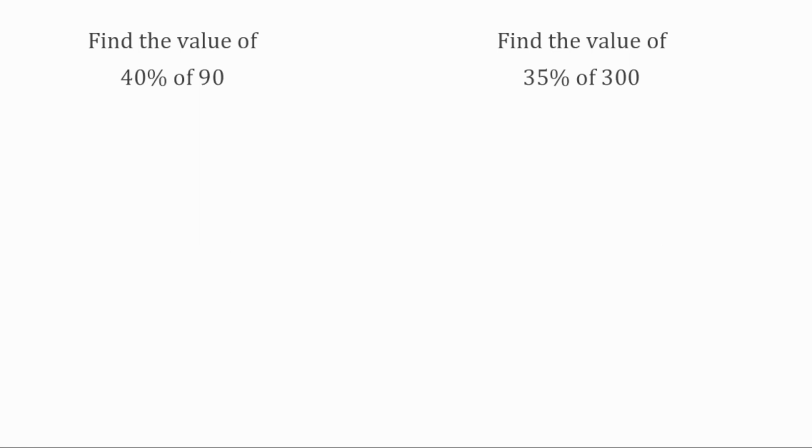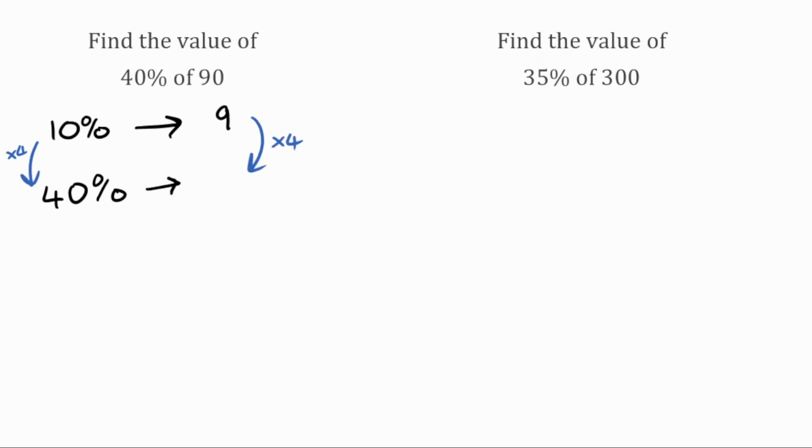Okay, for this first question, we've got find 40% of 90. So again, we're going to find our 10% first of all. So to find 10%, all we need to do is divide our number by 10, so 90 would become 9. So now because we're looking for a multiple of 10, we can get straight there. We can get from 10% to 40% by simply multiplying by 4. So because I've done that on the left, I also need to do that on the right-hand side. So if we do 9 multiplied by 4, that would give us 36. So 40% of 90 would be our 36.